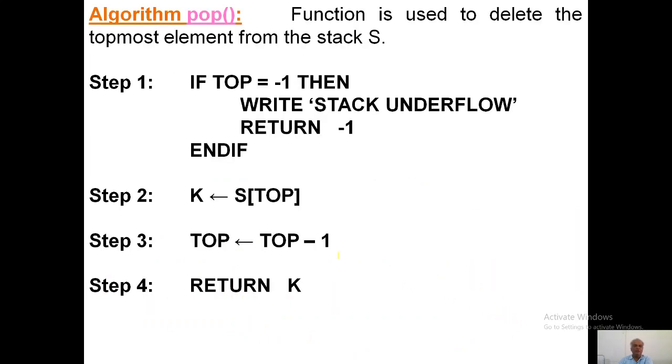Let us look at the algorithm of the pop operation. If top equal to -1, that means stack is underflow. Already we know that if top equal to n minus 1, stack is full. If top equal to -1, stack is underflow, so return -1, that means stack is empty. Or else, the S of top element is taken out, then decrement top by one position: top equal to top minus 1. That is the algorithm for pop.